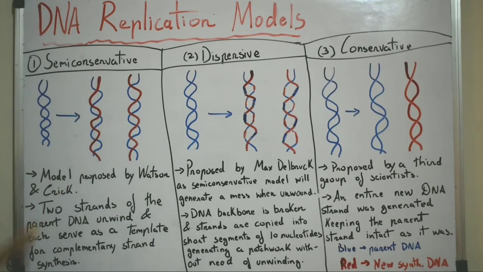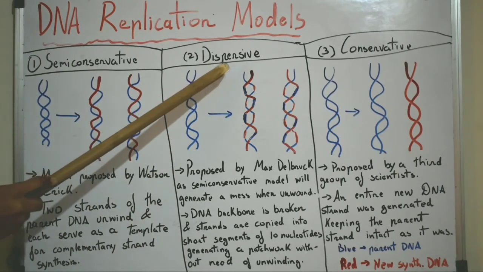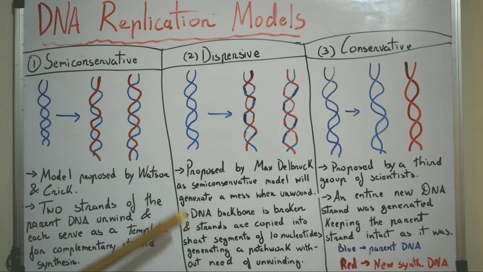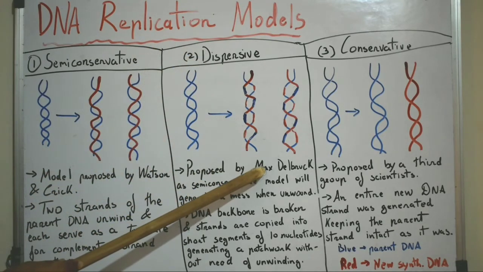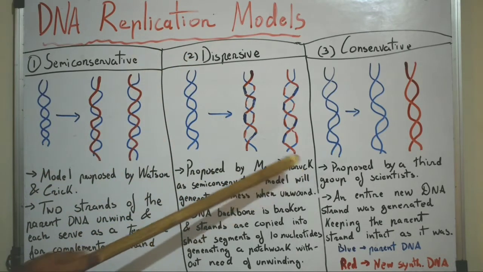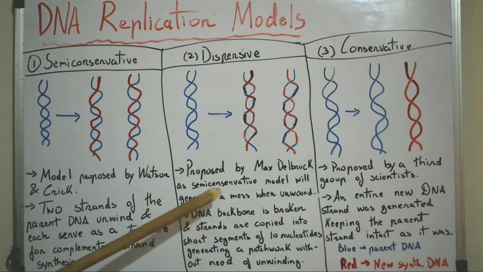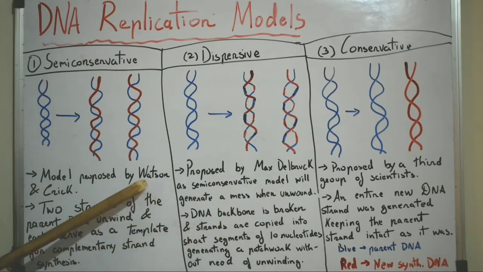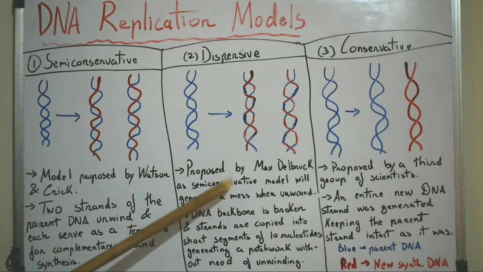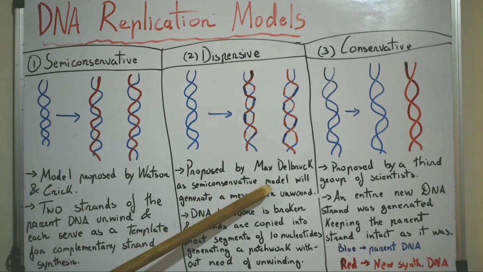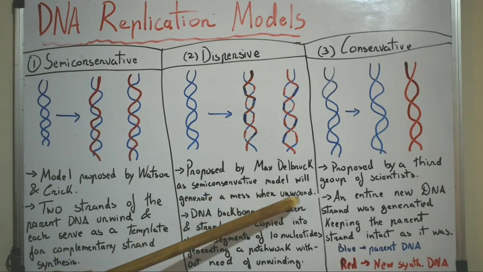newly synthesized strand. Now moving on to the second model of replication, that is the dispersive model. This was proposed by a geneticist whose name was Max Delbrück. Now according to him, the semi-conservative model which was proposed by Watson and Crick needed the unwinding of DNA. So this model needed to break the hydrogen bonds of the DNA, and as the DNA was so long, according to Max Delbrück, the semi-conservative model will generate a mess when unwound.